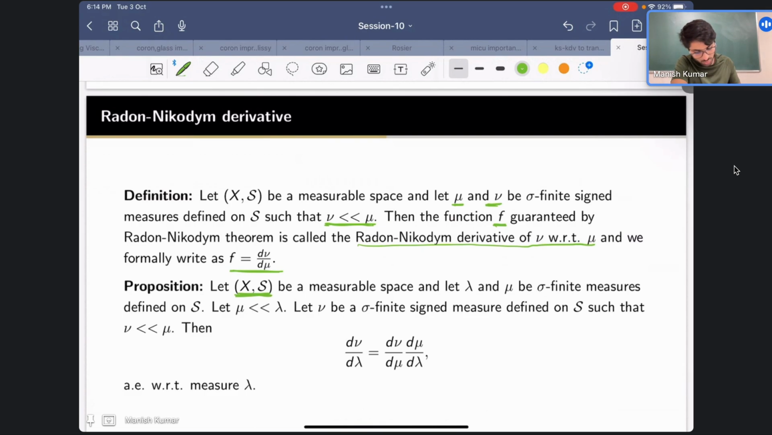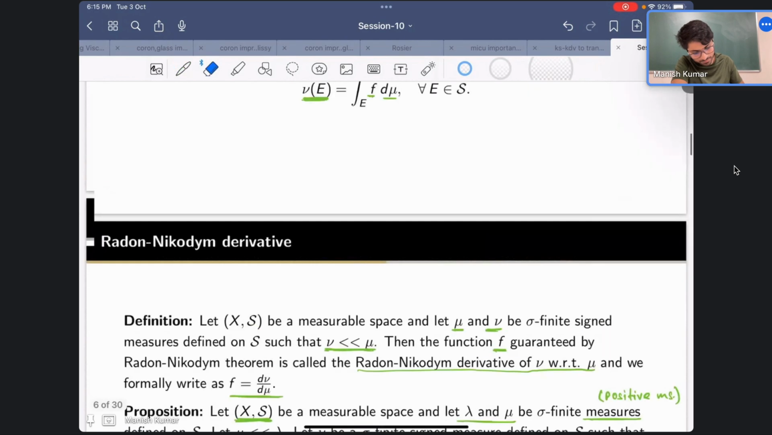Suppose you have a measurable space and let lambda and mu be sigma finite measures. Just note that these are positive measures, not signed measures. Suppose mu is absolutely continuous with respect to lambda. Now assume you have another sigma finite signed measure nu, and this nu is absolutely continuous with respect to mu.